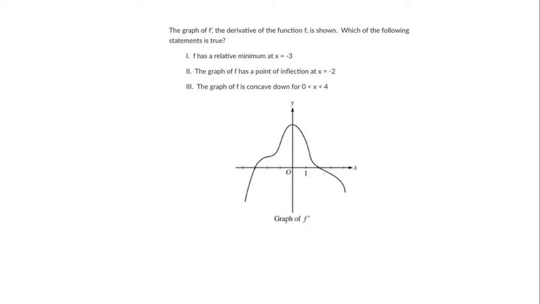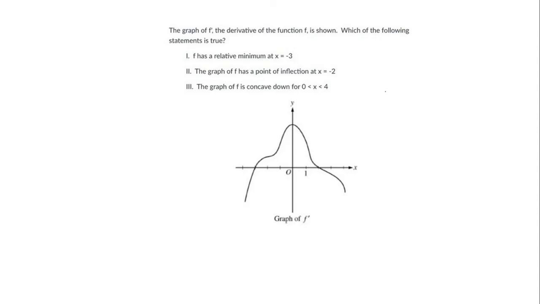So we're given the graph of f prime. We want to see which of the following statements is true. So f has a relative minimum at x equals -3. F has a point of inflection at x equals -2. And the graph of f is concave down from 0 to 4.